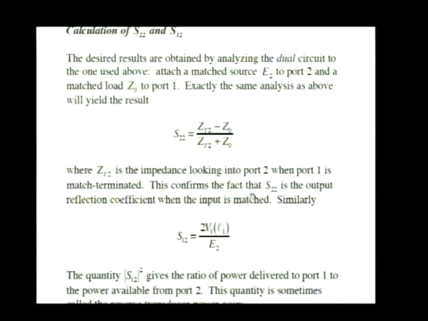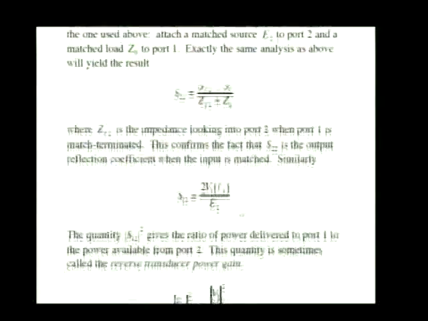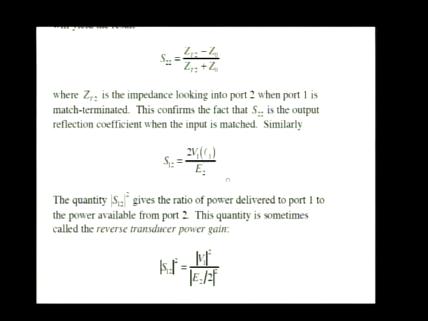And, of course, S22, we've already seen, is interpreted as the output reflection coefficient when the input is matched. Do a similar circuit analysis that we did when we were talking about S21 to show that S12 is twice the voltage at port 1 when port 2 has a Thevenin equivalent source with voltage E2 connected to it. So this is the formula for S12 that we use in circuit analysis for computing S12.